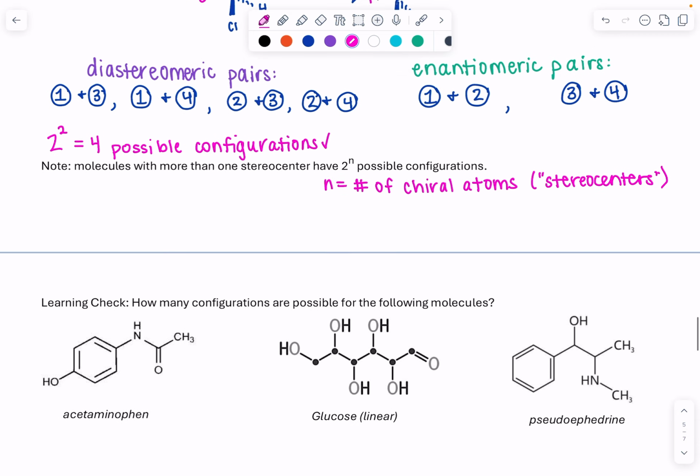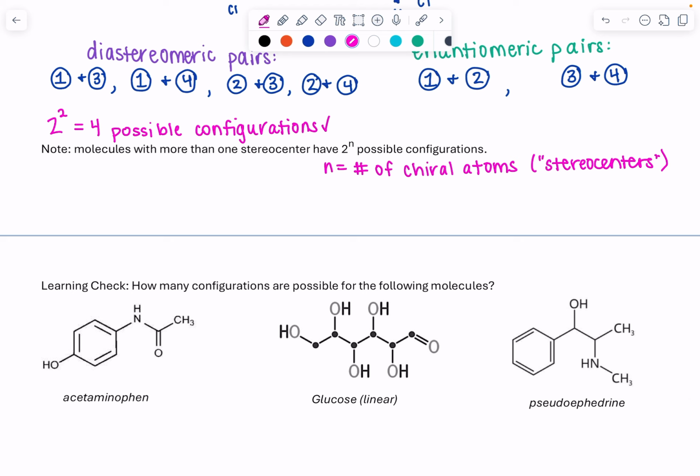All right, we have a learning check here, which is we have 3 different molecules: acetaminophen, a linear version of glucose, and pseudoephedrine. Acetaminophen is the active ingredient in Tylenol, and pseudoephedrine is Sudafed, a decongestant. I'm going to save this for lecture when we're in person, but you can try this at home if you'd like. The question is just how many configurations are possible for each molecule. So we need to know how many stereocenters there are, and then use the formula on the previous page.